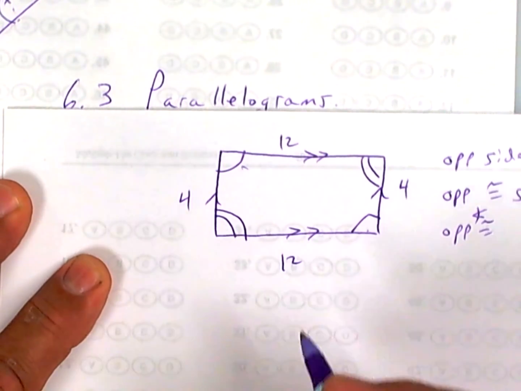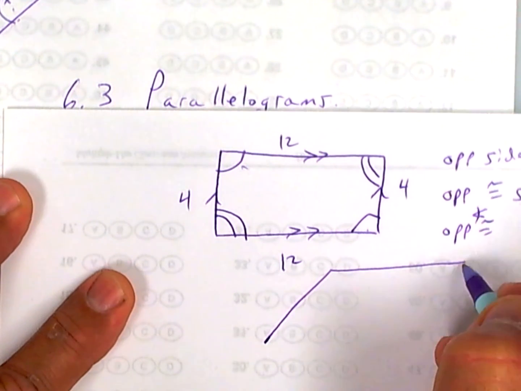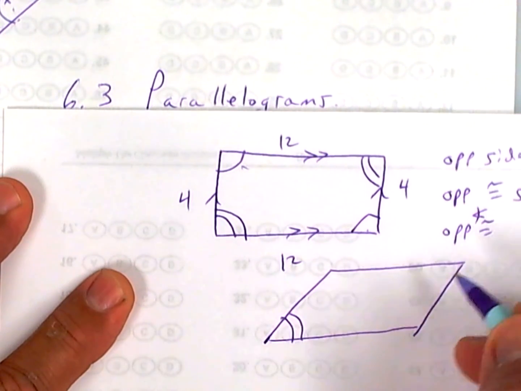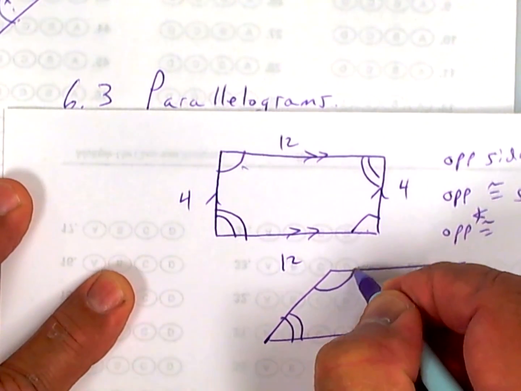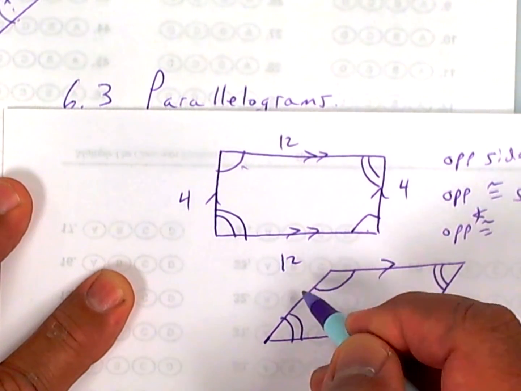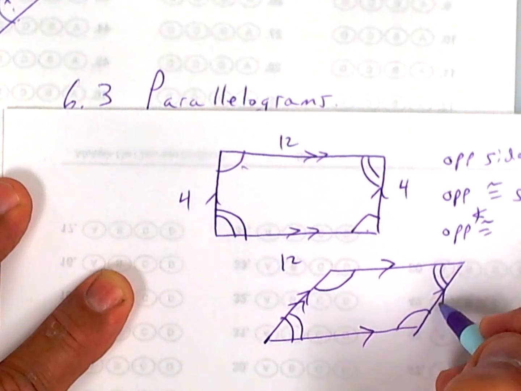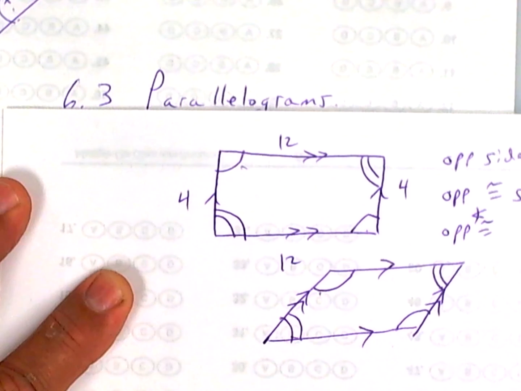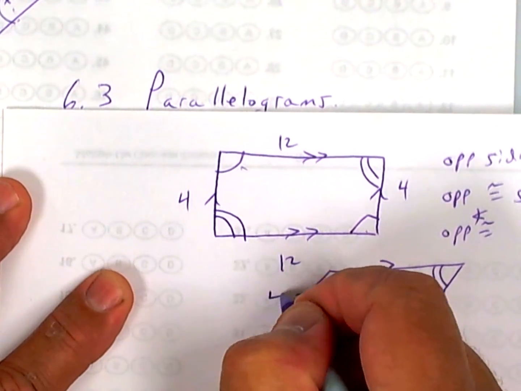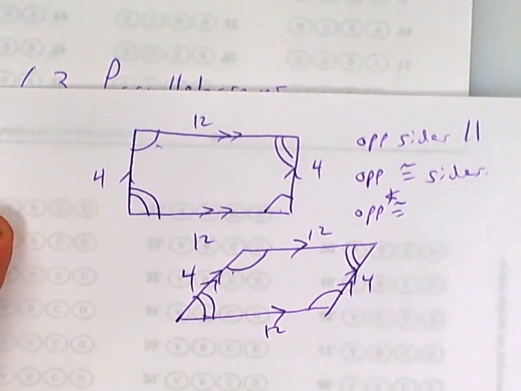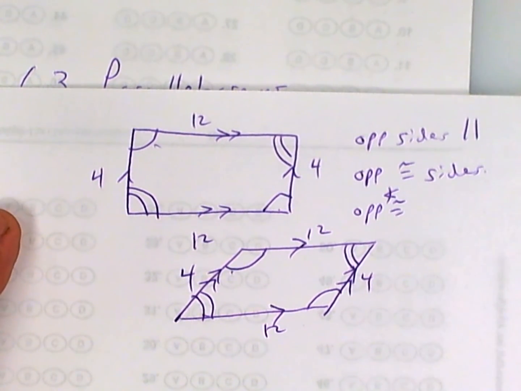All right? So if you take a parallelogram, which looks like this, this angle is exactly equal to that one, and this big one is equal to that one. Okay? And it still has opposite sides parallel, opposite angles congruent, and opposite sides congruent. So this would be 4, 4, and 12, 12. So it still has all the properties of a parallelogram. A rectangle does. So does a square. A rhombus is not a parallelogram. Make sure you know that.